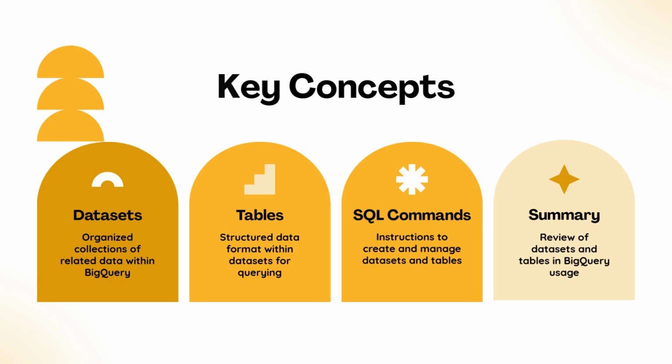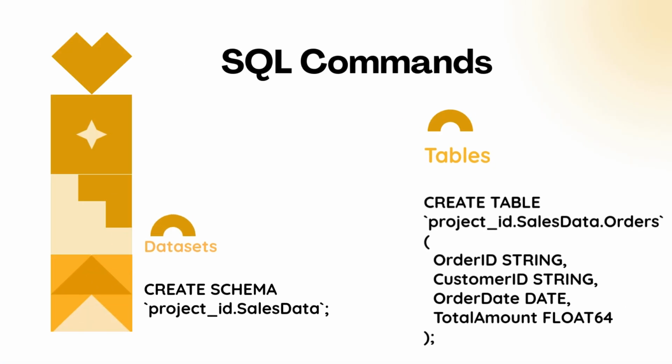To create a dataset, you can use the CREATE SCHEMA statement. For example, CREATE SCHEMA `project_id.sales_data`. Here, project_id is the ID of your Google Cloud project, and sales_data is the name of the dataset. Once this is created, you can start adding tables inside it.